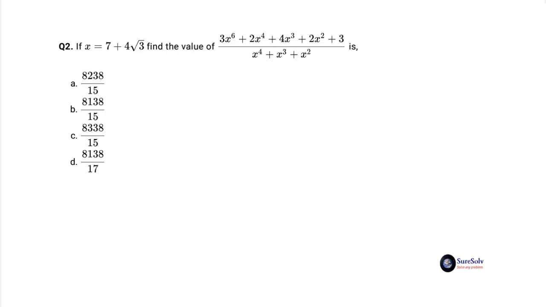As the difference of squares of two terms of x is 1, x plus 1 by x will have an integer value without surds. x plus 1 by x equal to 7 plus 4 root 3 plus 1 by 7 plus 4 root 3 equal to 7 plus 4 root 3 plus 7 minus 4 root 3 by rationalization equal to 14.